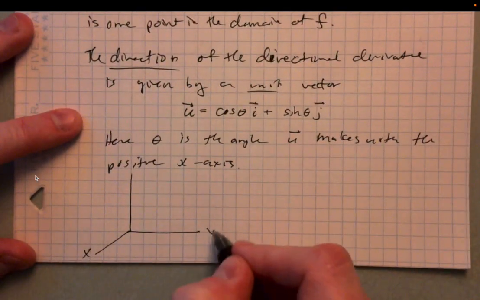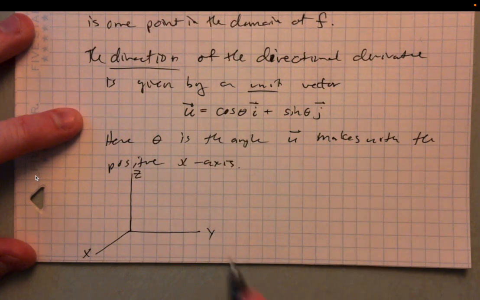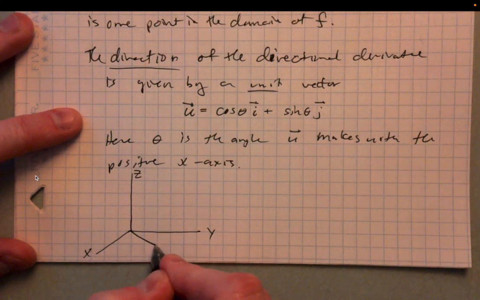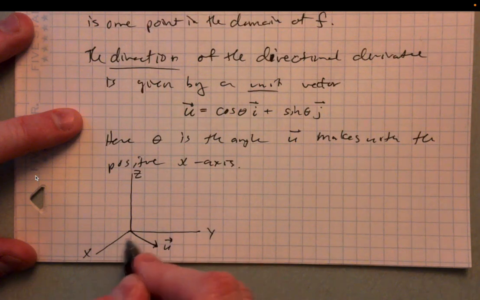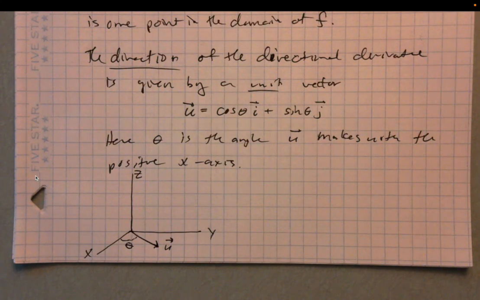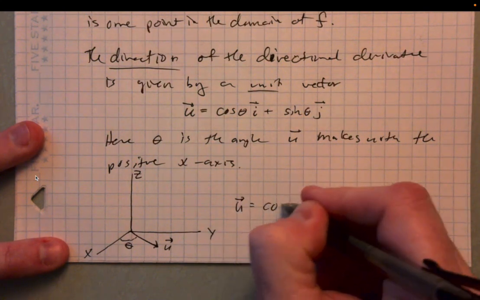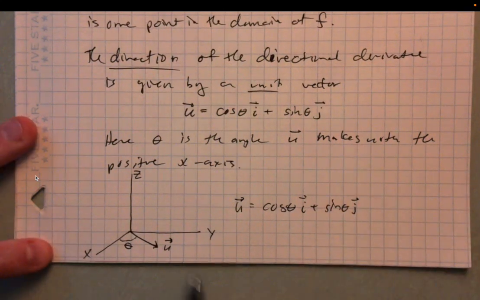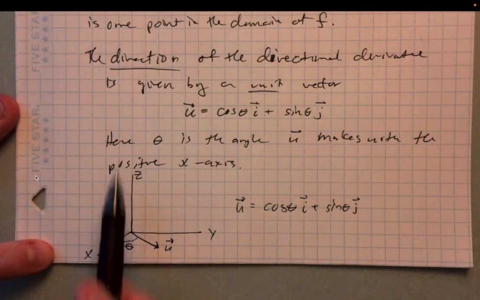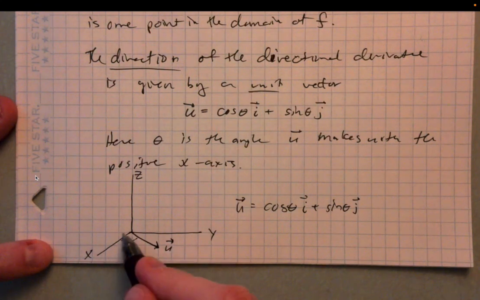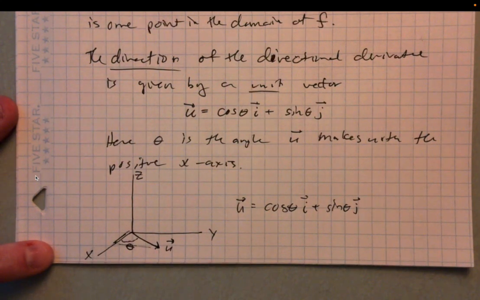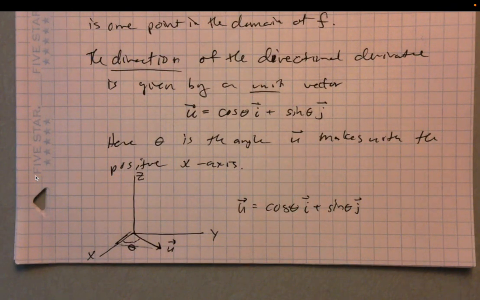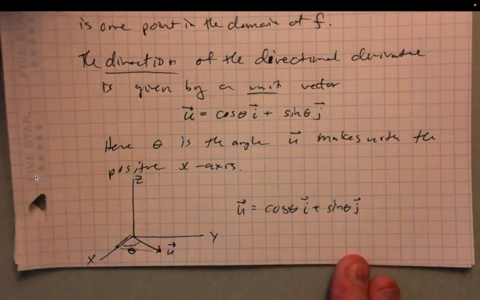We'll be augmenting this picture regularly, but here's your x-axis, your y-axis, and your z-axis. And so you're going to have some vector u, and there's going to be some angle theta that u makes with the x-axis. Here we say that u is equal to cos theta i plus sine theta j. That should be straightforward, that's just basic trigonometry. The fact that you have this z-axis, don't let that confuse you. It's really just the usual kind of thing here with cosine and sine. All right, so that's where we'll start.